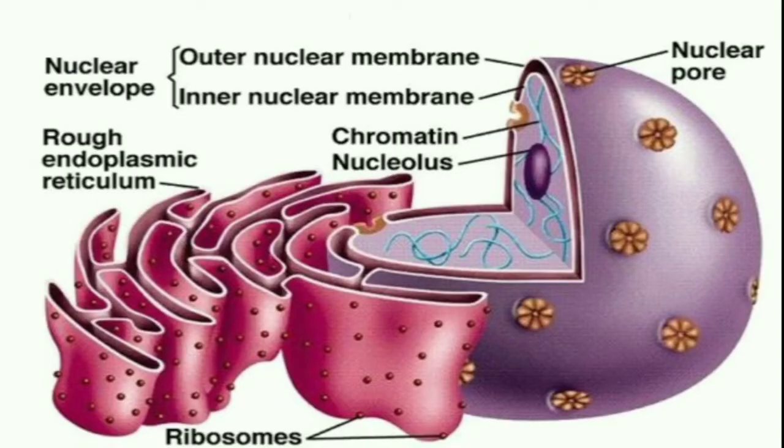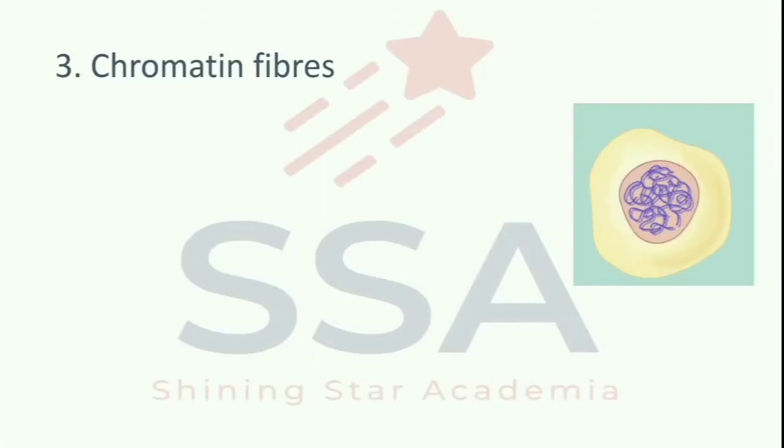In this figure, we can see the different structures of the nucleus. So here is the outer nuclear membrane and inner nuclear membrane, collectively called the nuclear envelope. On the outer membrane, nuclear pores are present. The outer membrane is connected with the rough endoplasmic reticulum. Then the nucleoplasm contains chromatin and nucleolus. So let's start with chromatin fibers.